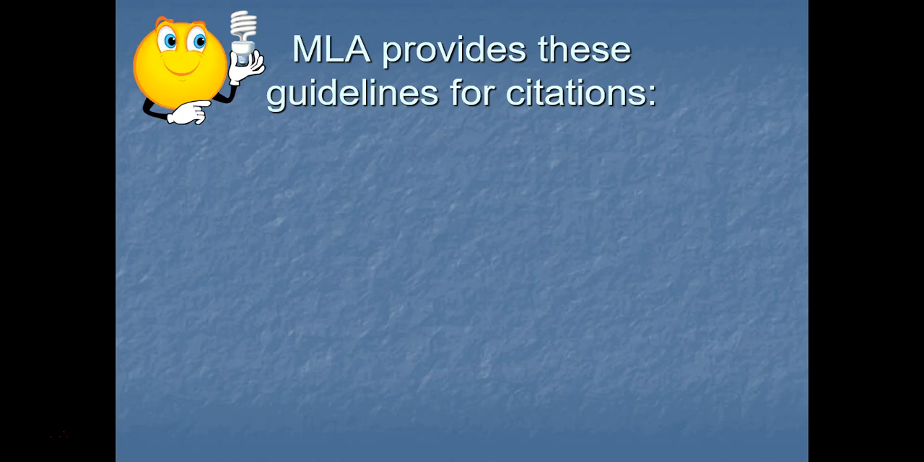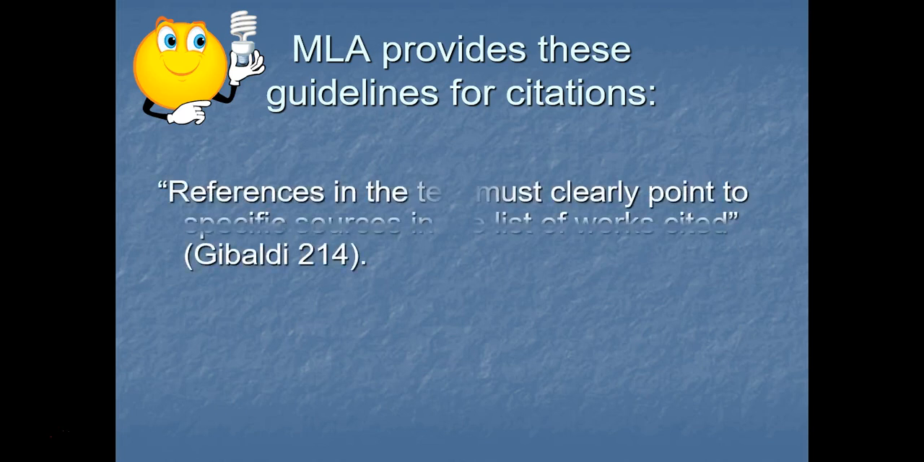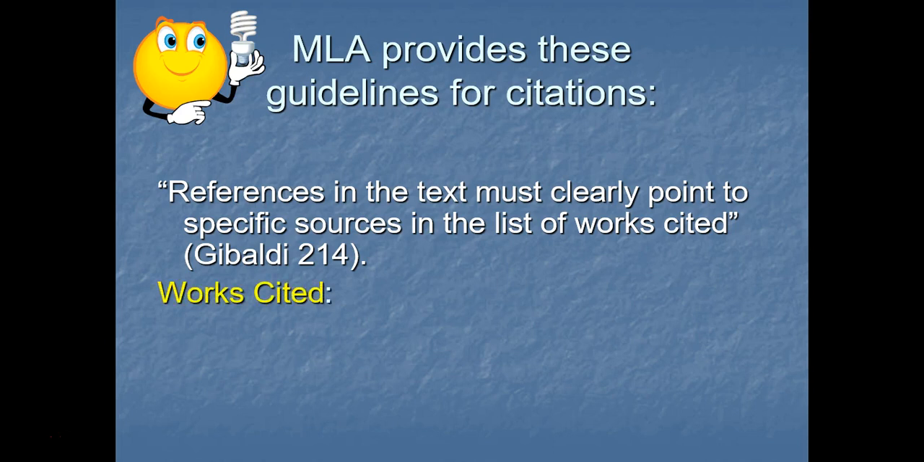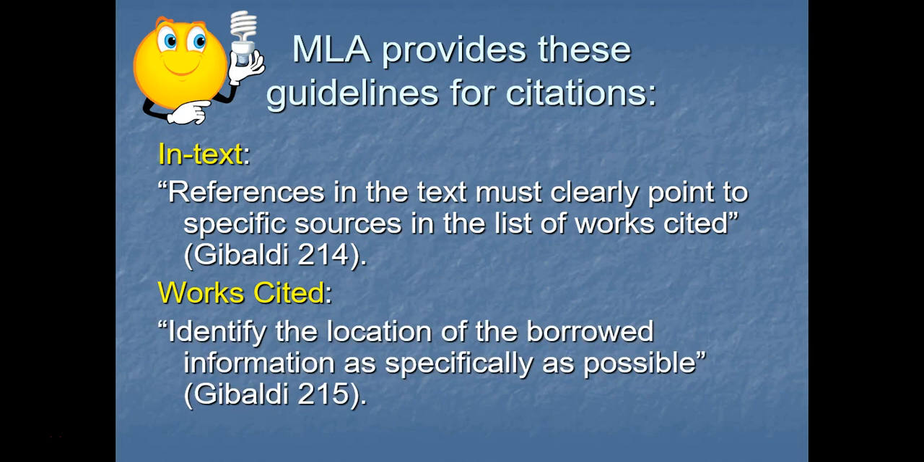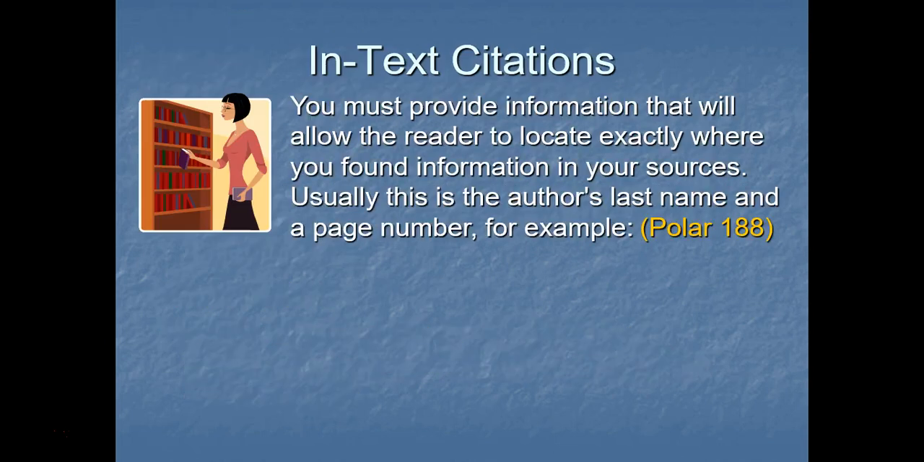So MLA provides these guidelines for citing sources. References in the text must clearly point to specific sources in the list of works cited. And then in the works cited, you must identify the location of the borrowed information as specifically as possible. So in-text citations must provide information that will allow the reader to locate exactly where you found the information in your source. So usually this is the author's last name and a page number.